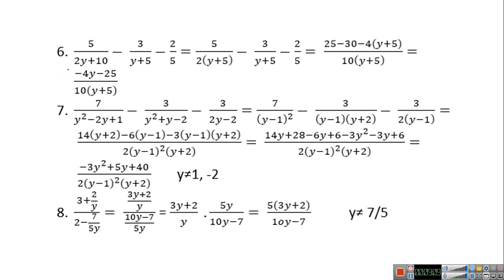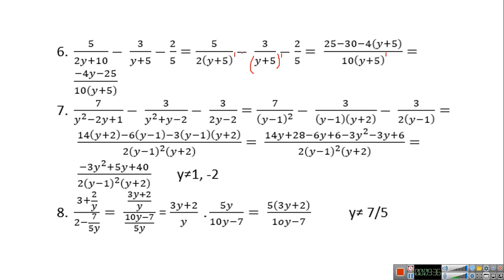More problems. Here you have 2y plus 10. I can put 2 in factor: 2 times y plus 5. And I copy the rest. I cannot do anything here. So for the same denominator, you have 2 and 5. The least common multiple as a number is 10. I have y plus 5 and y plus 5. I put y plus 5 with the highest power, which is 1, because here it's 1, here it's 1. Now I compare this one to that one.